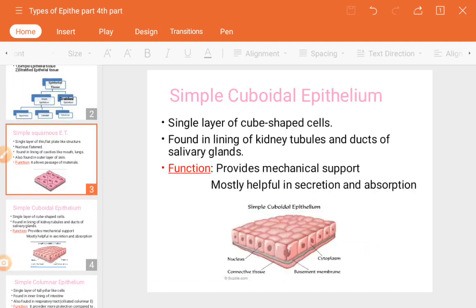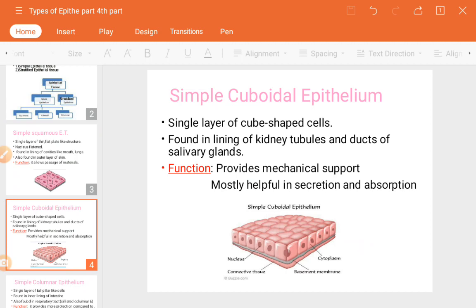Next is the simple cuboidal epithelium. Why is it known as cuboidal? Its structure actually looks like cube-like structures. The cells of the simple cuboidal epithelium tissues appear, or the structures are actually, cube-like structures.